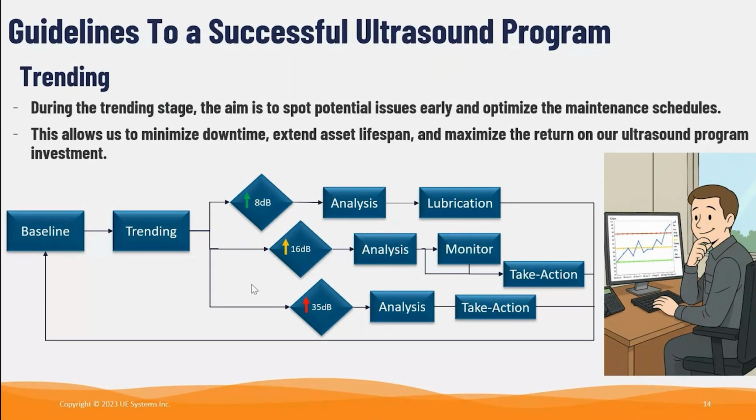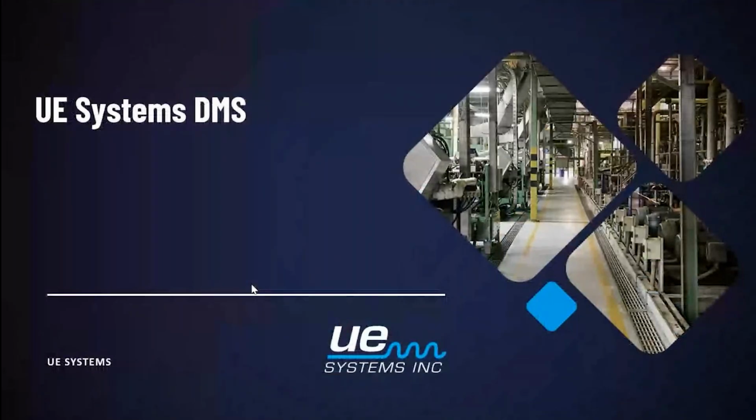A 35 decibel change means immediate action is required. We can analyze the measurements to know more about the nature of the problem, but most likely there will be severe damage. So now my colleague Saeed will be presenting the database creation and will give you more insights into the DMS.